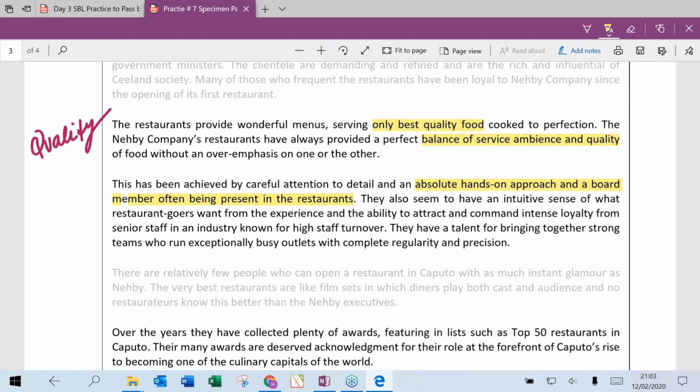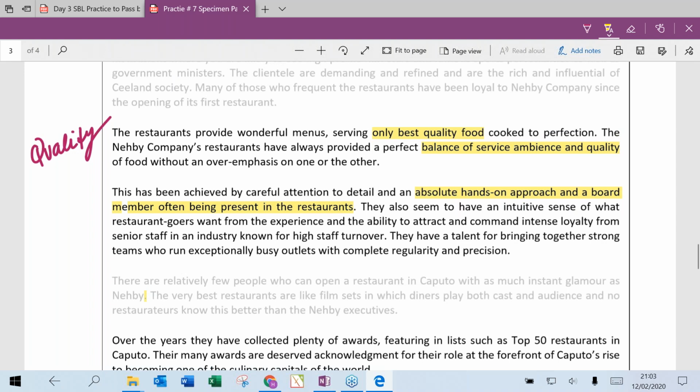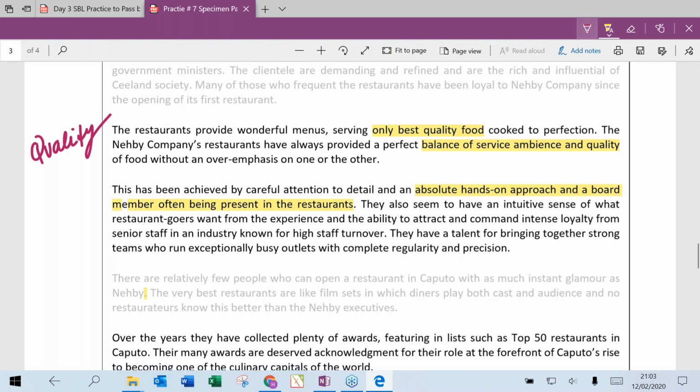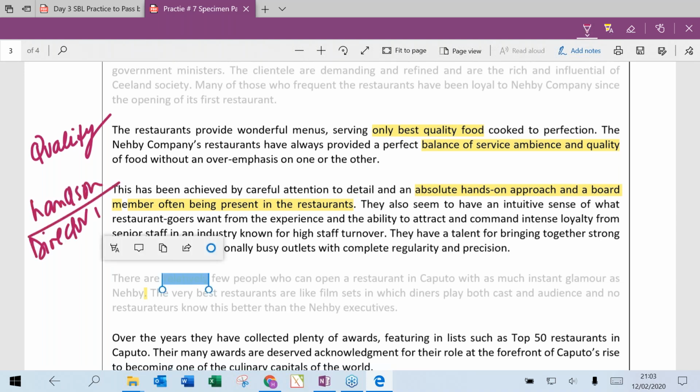They also seem to have an intuitive sense of what restaurant goers want from the experience and the ability to attract and command intense loyalty from senior staff in an industry known for high staff turnover. They have a talent for bringing together strong teams who run exceptionally busy outlets with complete regularity and precision. So, what's the key message? Hands on. They are very hands on. A director is present in the restaurant most of the time, supervising the activities.